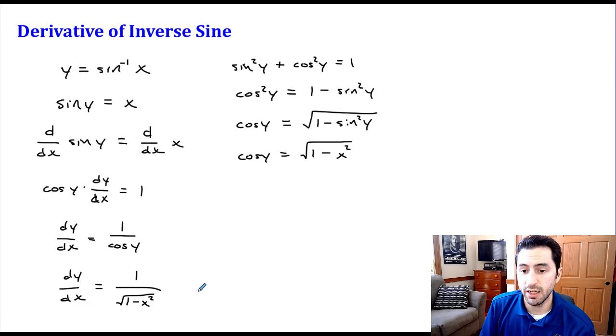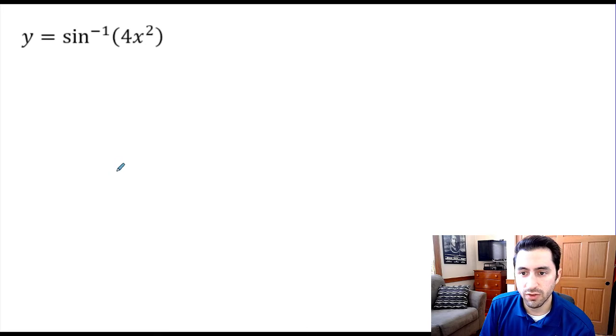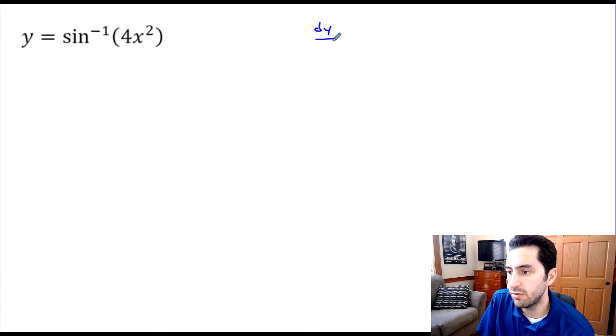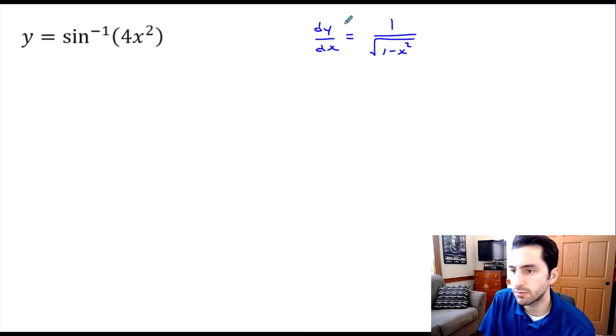So let's use this in an example. I have y is equal to the inverse sine of 4x squared. I'm just going to rewrite the formula. So the derivative with respect to x is going to be equal to 1 over the square root of 1 minus x squared. Now taking a look at this equation, we are going to need to use the chain rule on this one as well, because inside the inverse sine, we have a 4x squared.